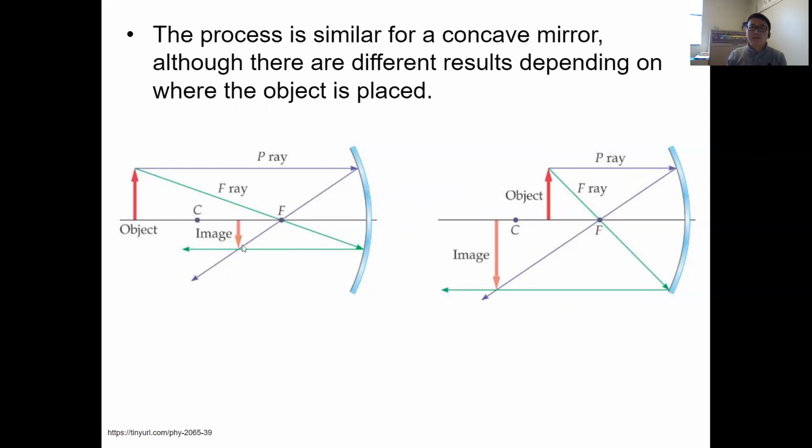Okay, so the image is reduced. Now if you move your object closer to the focal point, in between the center of curvature and the focal point, again use two rays out of the three principal rays. The P ray, parallel, gets reflected through the focal point. The F ray, through the focal point, gets reflected parallel to the central axis, or principal axis. Then these two will intercept over here for the top of the object.